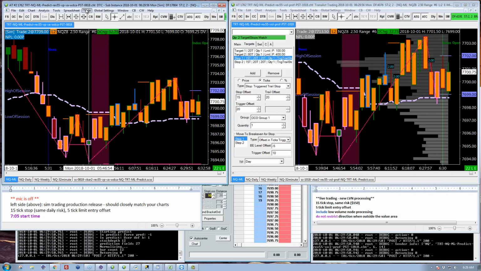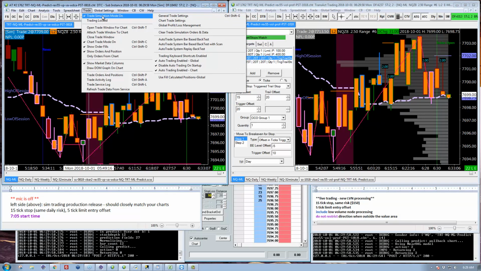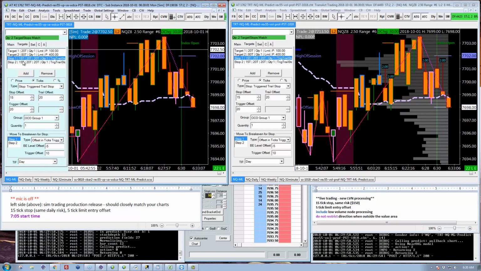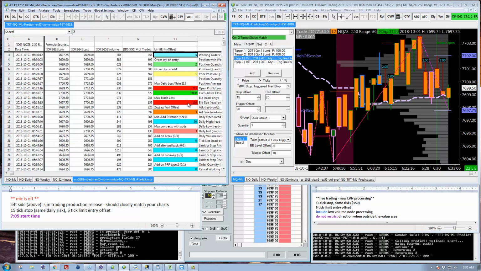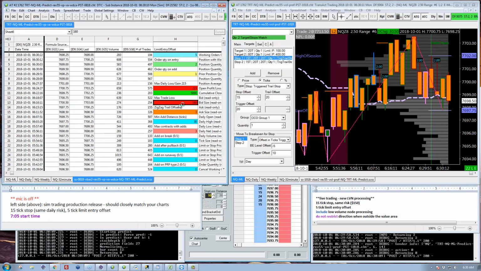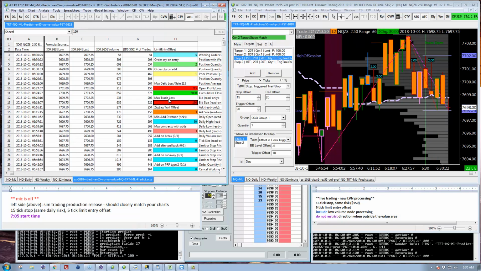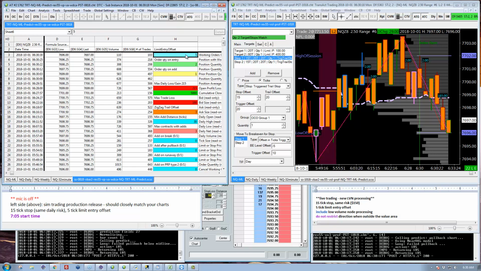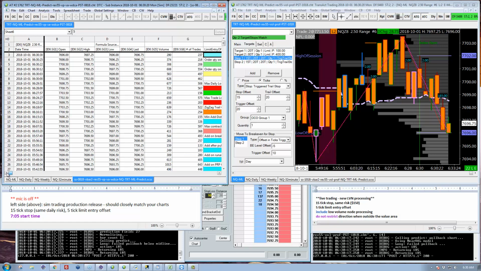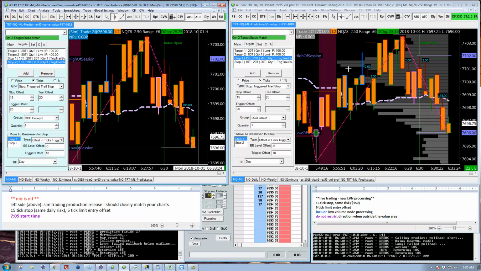It's the attached trade window chart. So 15 tick stops here. Whoops, this has to be increased. I'm glad I checked. So the maximum trade loss is increased because the stop is increased. And then limit entry offset of 5. There are other options that I have in the newer system that you don't have yet, but likely will release this weekend.